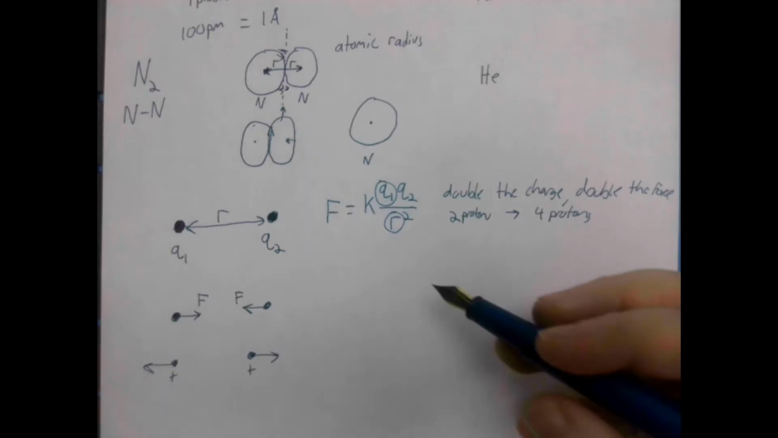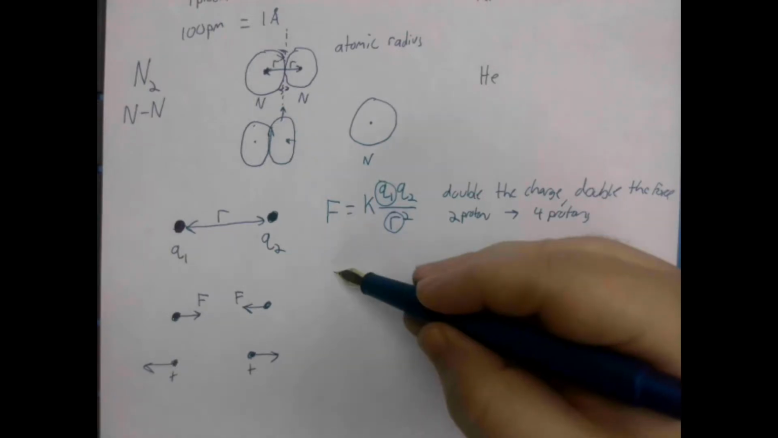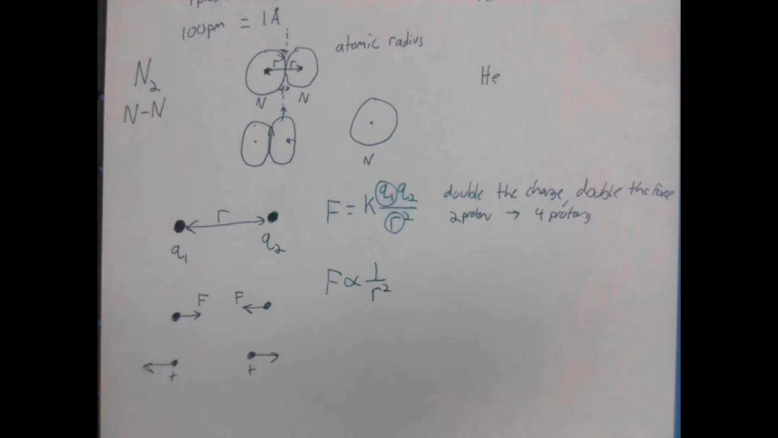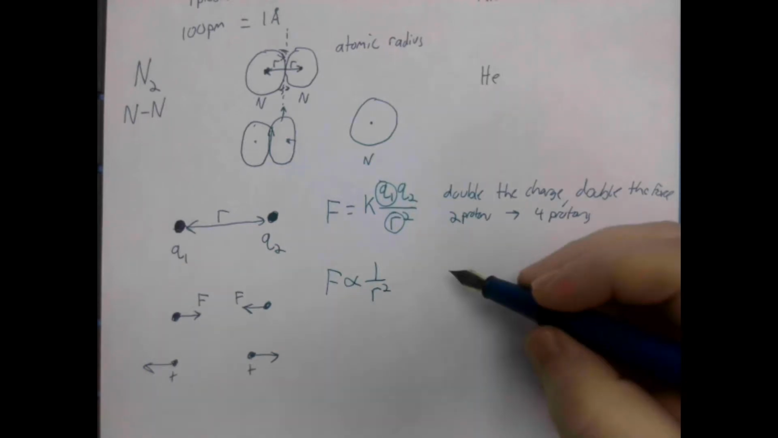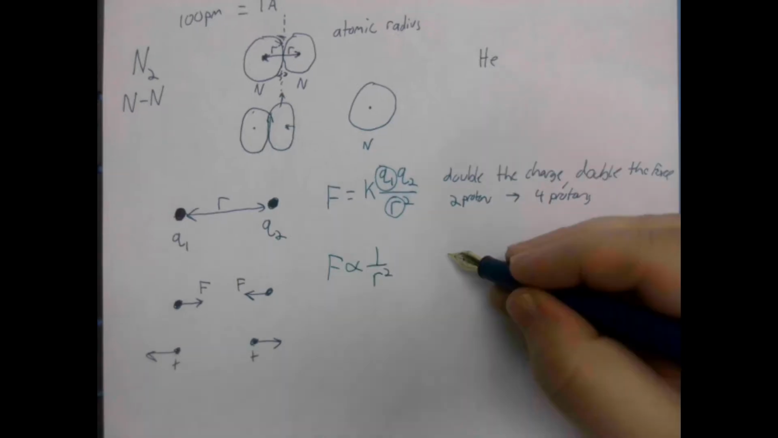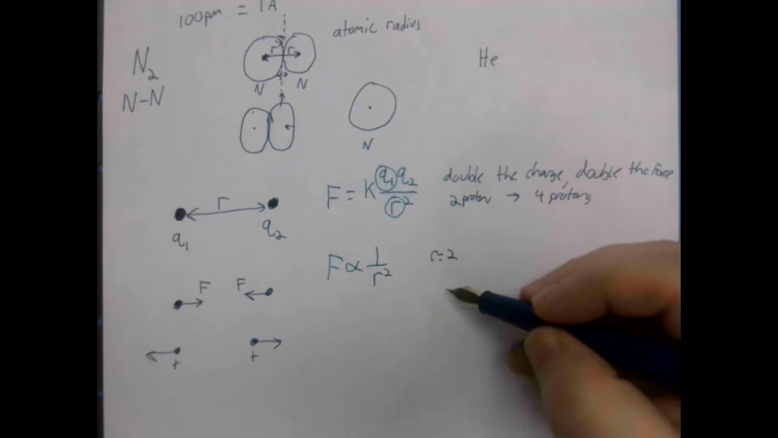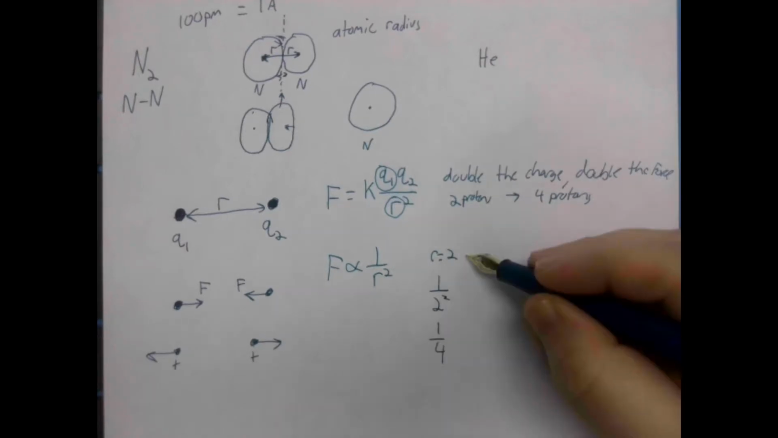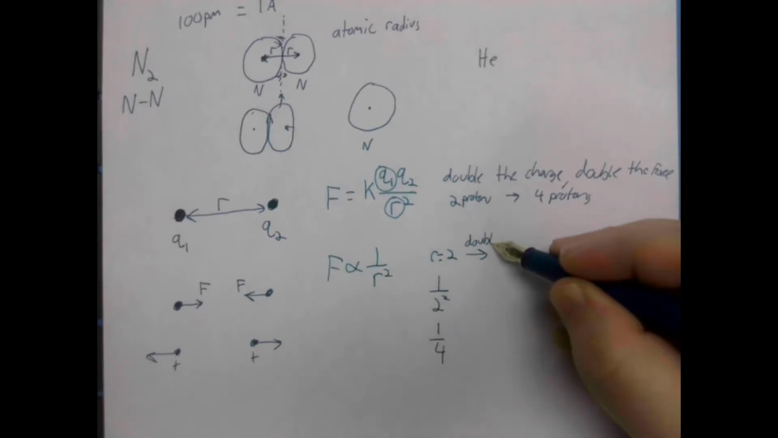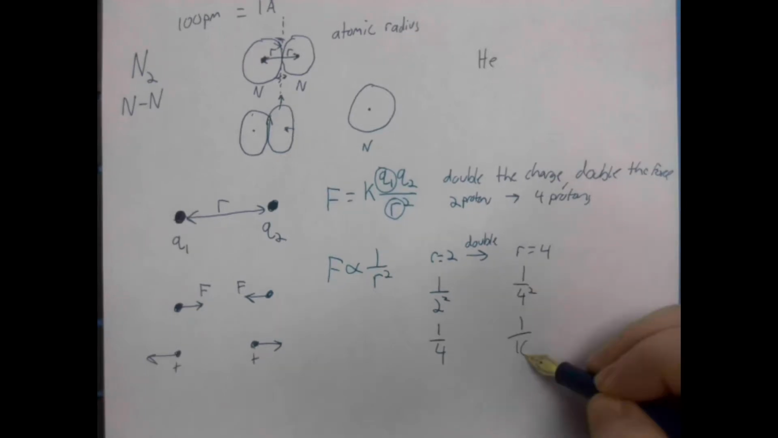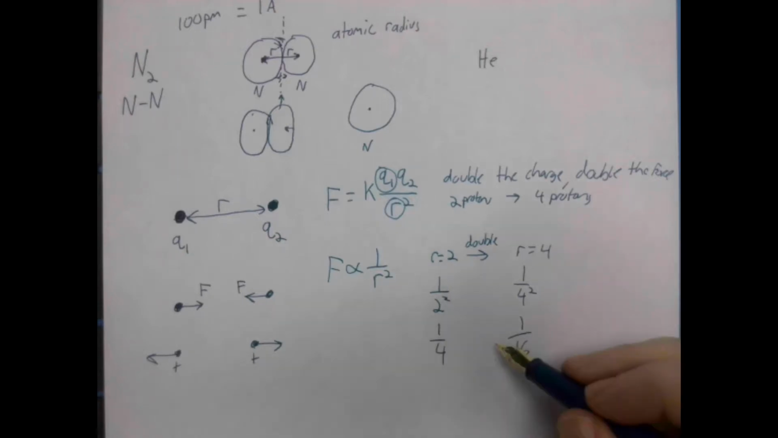The other thing is what happens if you change the radius. The force is proportional to the inverse of the radius squared. And gravity is the same way. What this means is if you double the radius, so let's say the radius is 2, then the force would be proportional to 1 over 2 squared, or 1/4. If we double the radius, make it r equals 4, then it becomes 1 over 4 squared, or 1/16. So it reduces by a factor of 4.